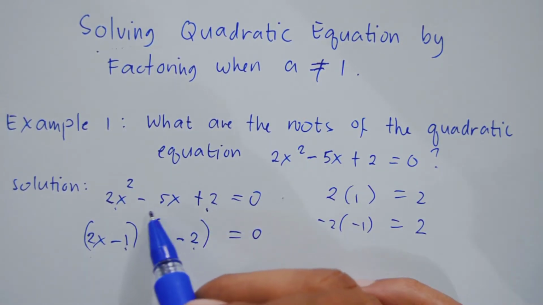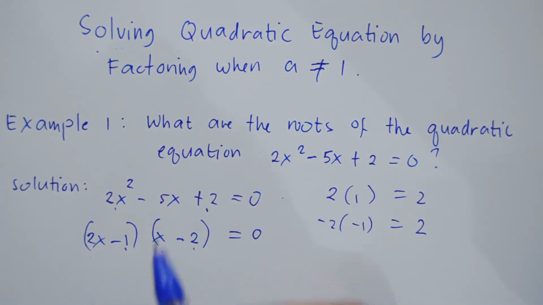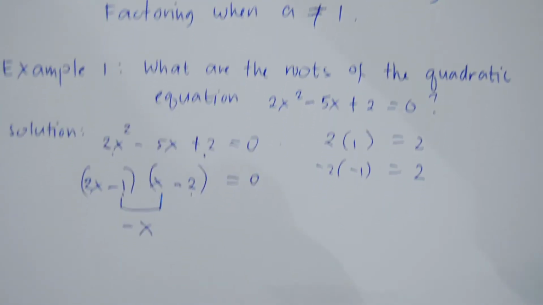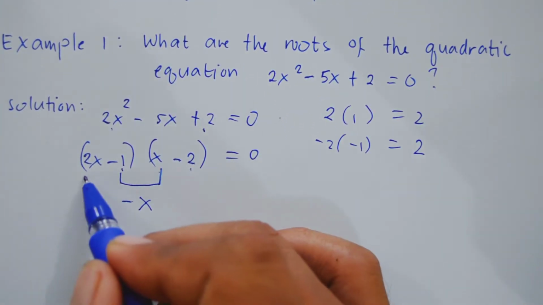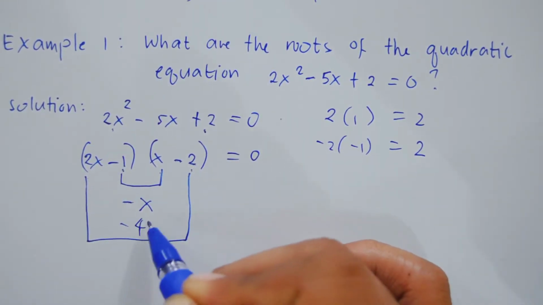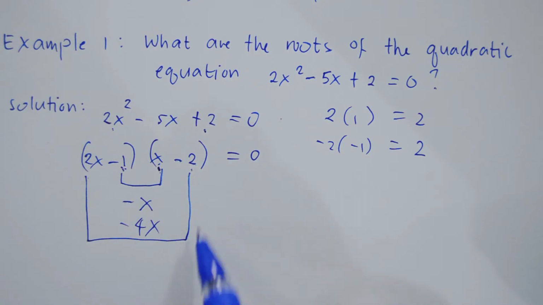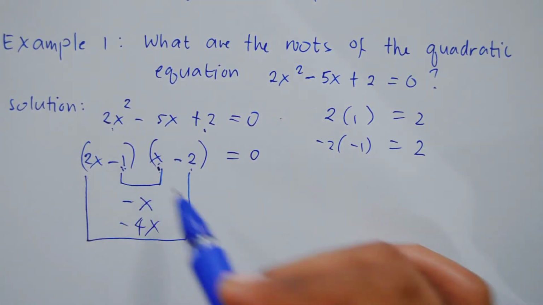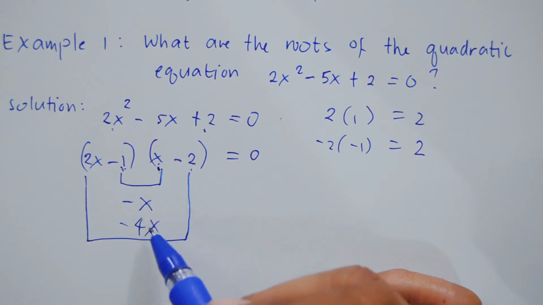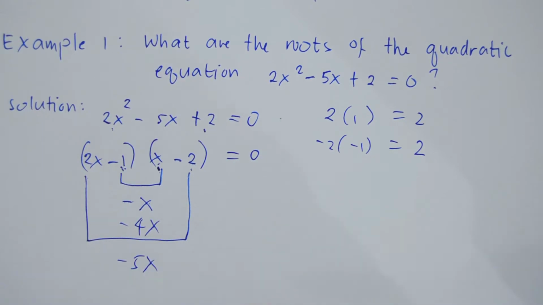So to check if our middle term negative 5x is correct using these two factors, multiply the inner: negative 1 times x, that is negative x. Okay, then multiply the outer: 2x times negative 2, that's negative 4x. Then after multiplying the inner and the outer, you get the sum of these. Okay, so we have negative 5x.